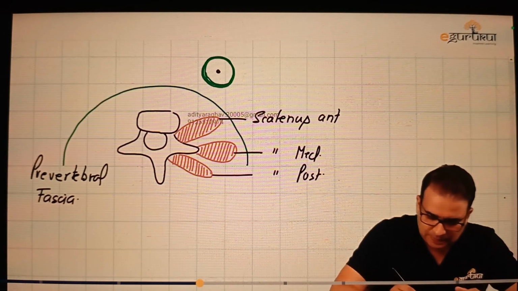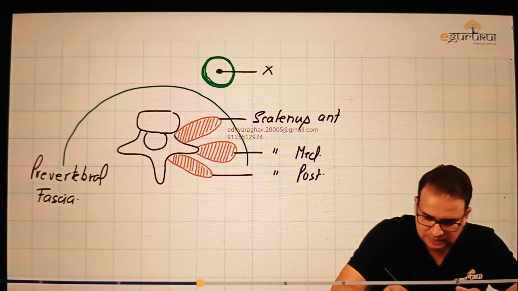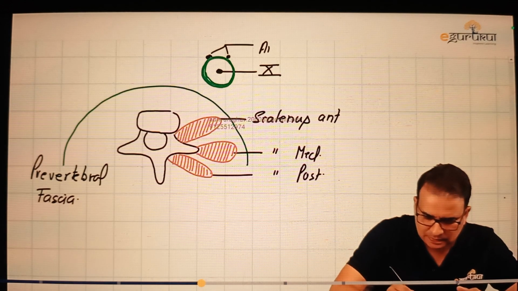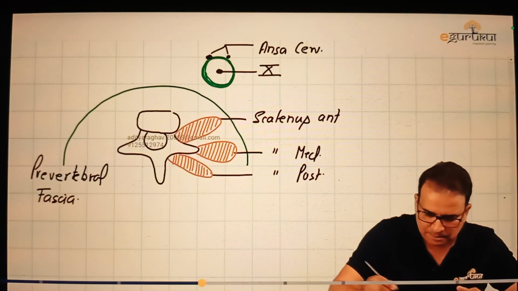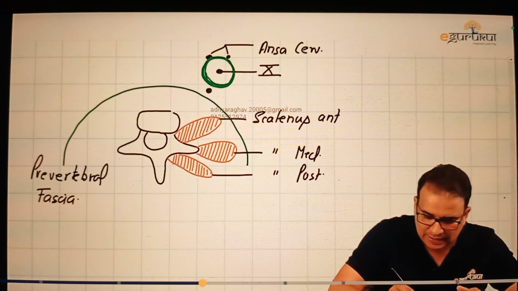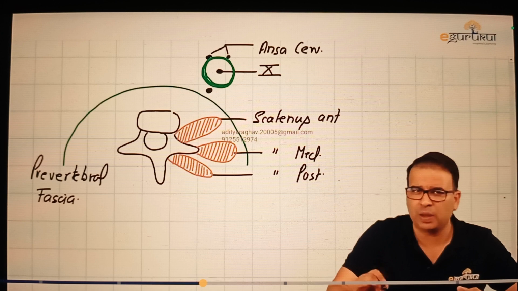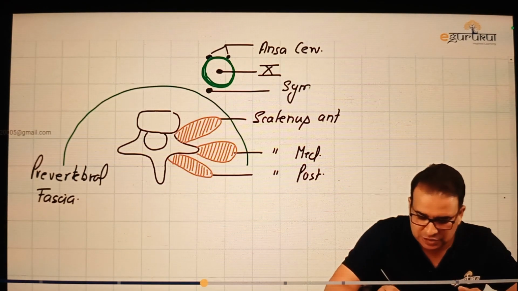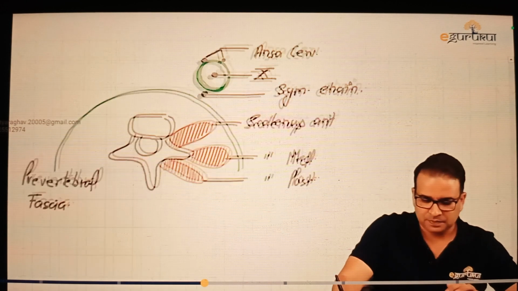The one we already know is the vagus nerve inside, that's the vagus. One adherent to the anterior wall is the ansa. The one which is behind the carotid sheath: now look at this. It's behind the carotid sheath, but in front of the prevertebral fascia. That's very important to note. It is behind the carotid sheath, but in front of the prevertebral fascia. This is the sympathetic chain.